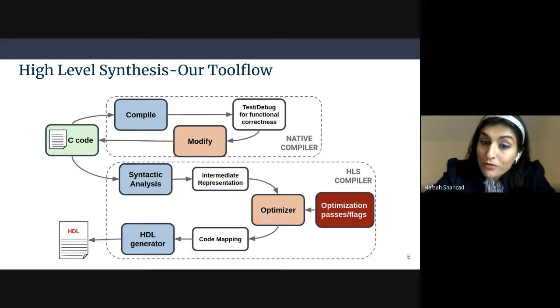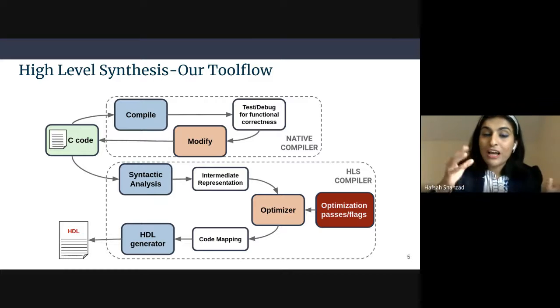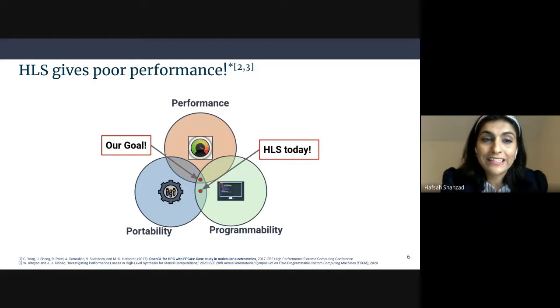And then on top of it, we are using the compiler middle end to optimize our code. And the optimization typically for a compiler is done using these optimization passes or flags. We'll discuss it later as well. And then at the back end, the HDL generator from that compiler converts it into the hardware specific, backend specific language. Moving on to the next slide, please.